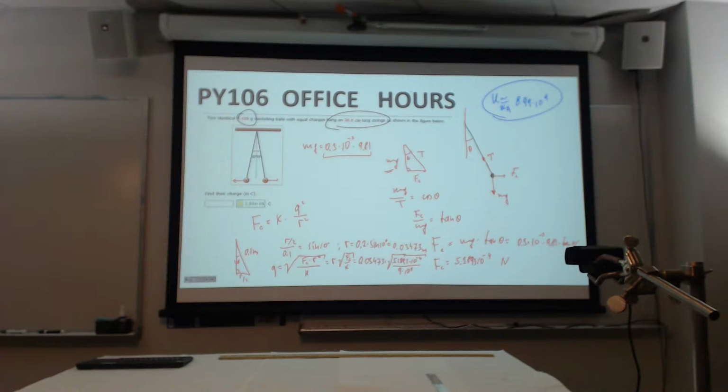You know, it's supposed to be a small number. Like in my example, it's about 3 times 10 to the negative 8 coulombs. It's still saying it's wrong, so I don't know what I'm doing.